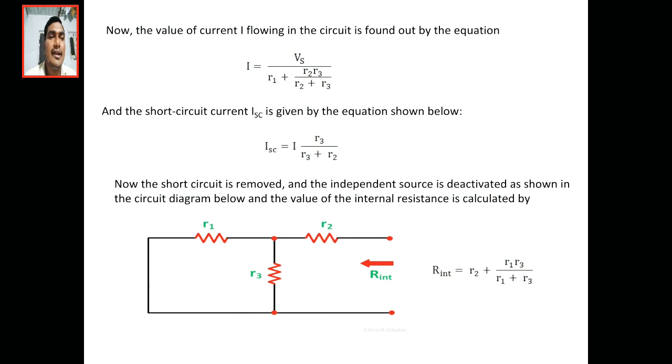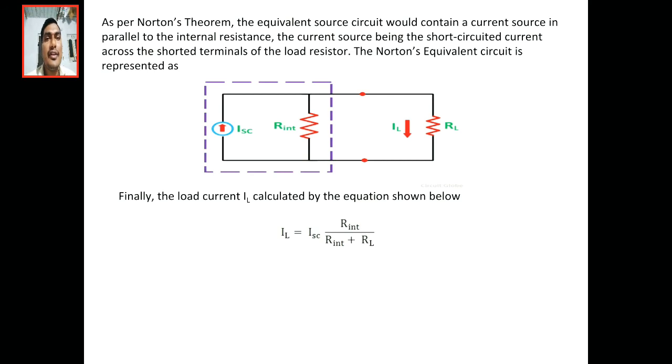At the terminals where we removed the load resistance, we have to observe from the load terminals. Then R1 and R3 are in parallel and R2 is in series. The equivalent resistance, that is the Norton's resistance, is R2 plus R1 R3 by R1 plus R3.